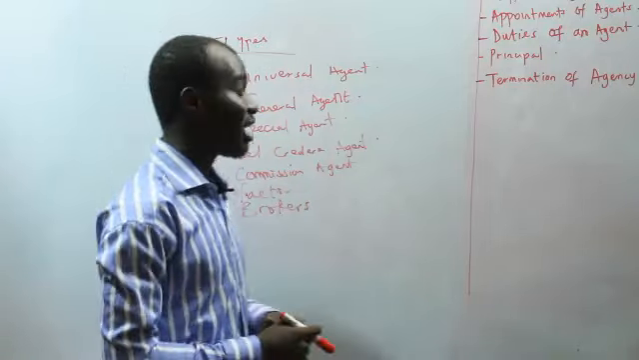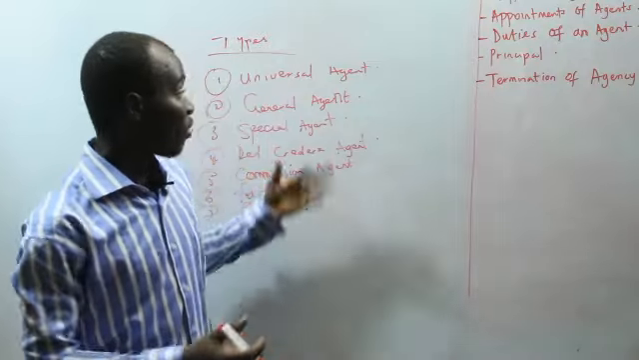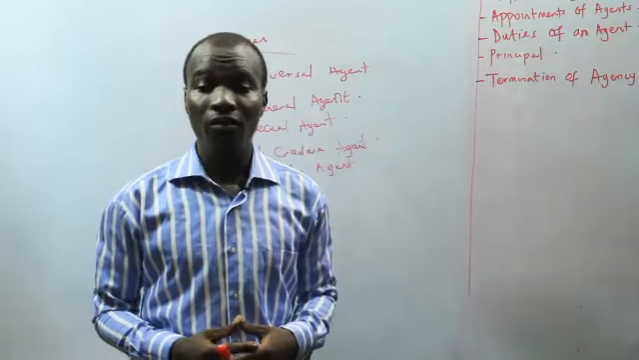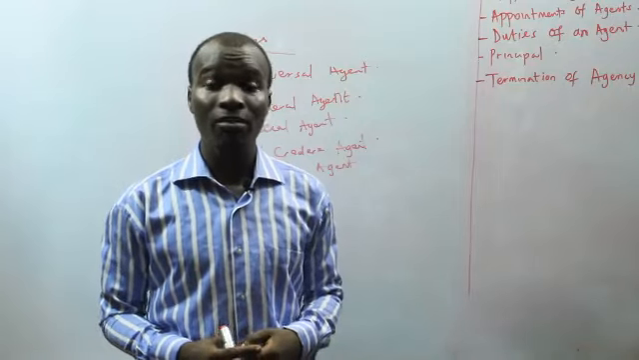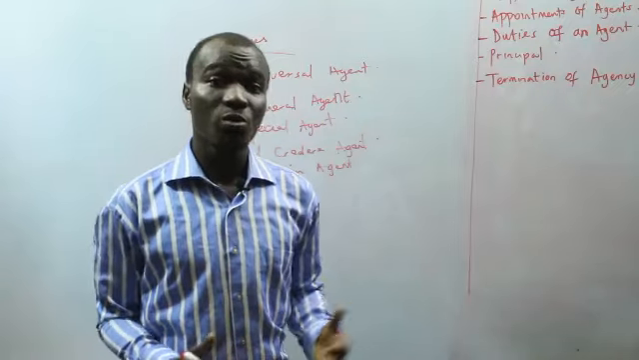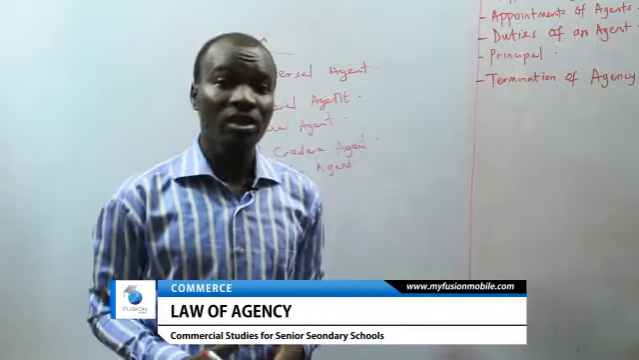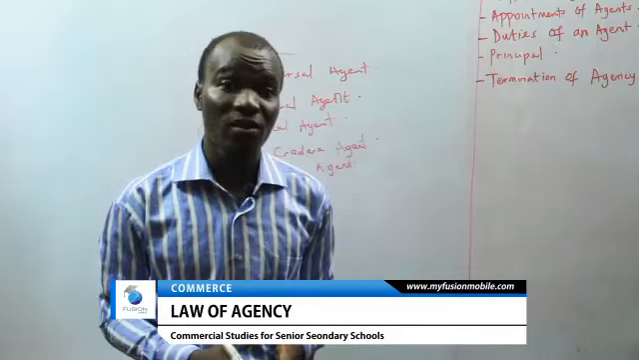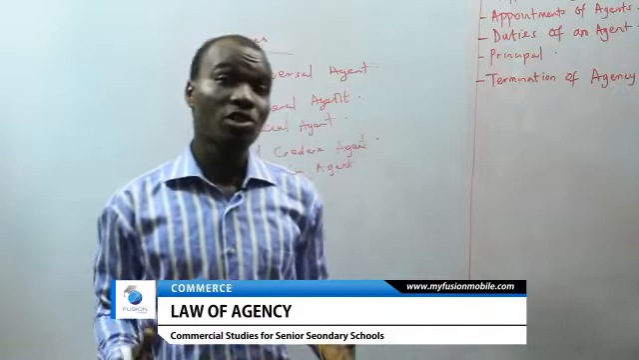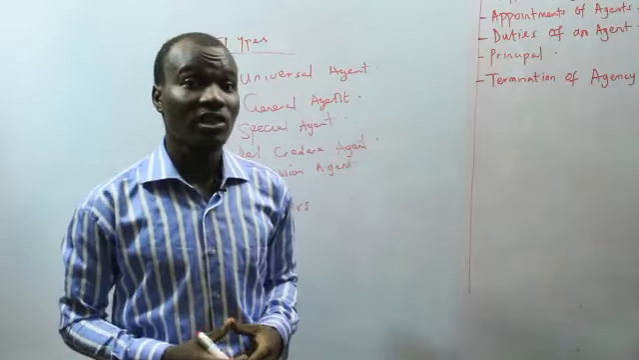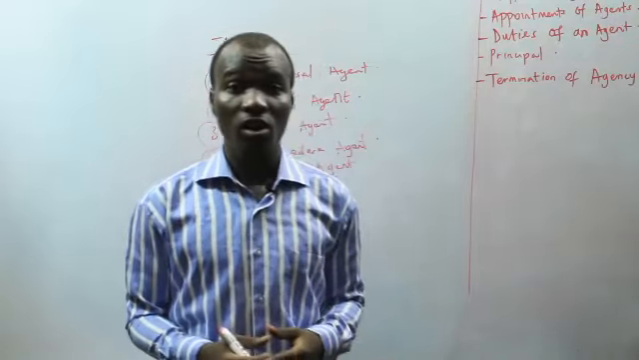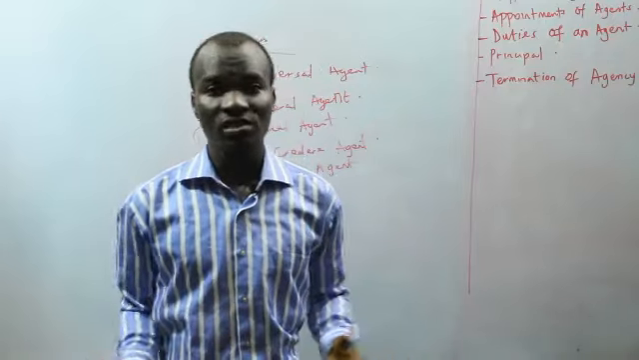The next one we have is the general agent. This category of agent has authority to perform some actions or duties on behalf of the principal. The principal gives the general agent the authority to perform the duties on his behalf. But this category of agent is usually restricted. The authority of the general agent is usually restricted, so he is not required to perform all of the duties or actions in the contract.